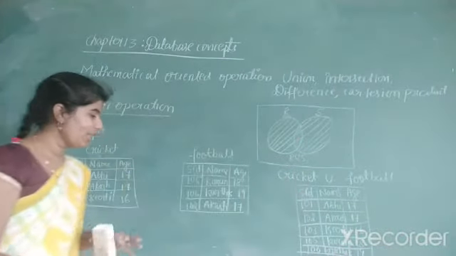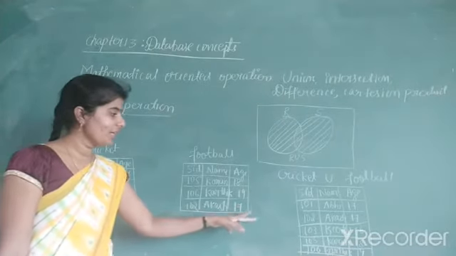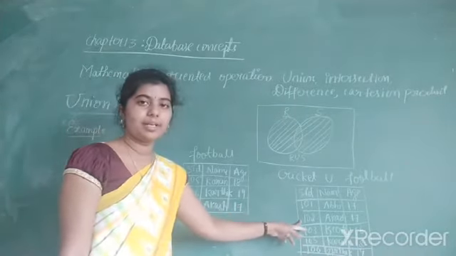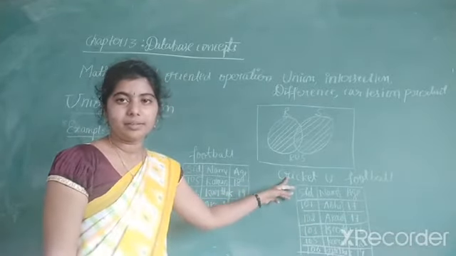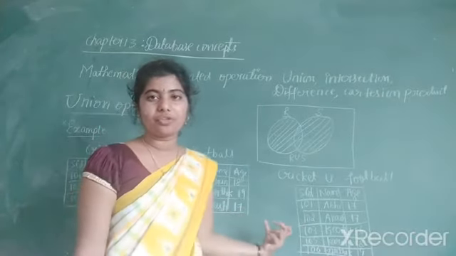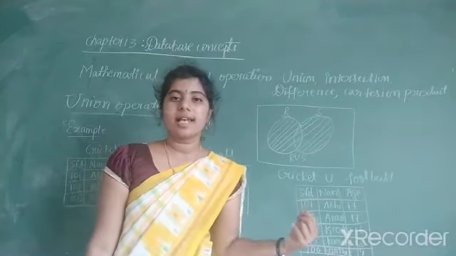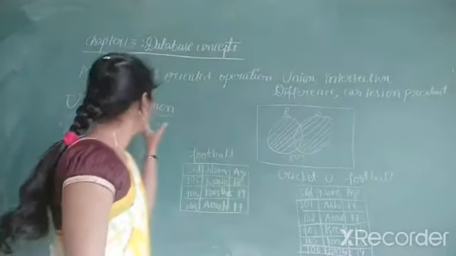And now observe the third tuple, 102, Akash, the age is 17. It is already written in the table, right? This student already came under the cricket table. So this is called duplication of data or replication of data. These types of data are removed or eliminated by which operation?